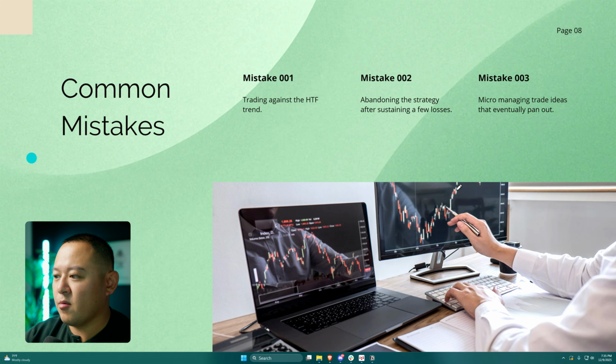Now, mistake number 3 is micromanaging trade ideas that eventually pan out. For me, I would micromanage by taking positions in the opposite direction, moving my stop losses too aggressively, scaling in too aggressively. I was just doing too much. Whereas if I slowed everything down, slowed down the amount of decisions I had to make, and took fewer actions when it came to my trading, my trading actually got much, much better.